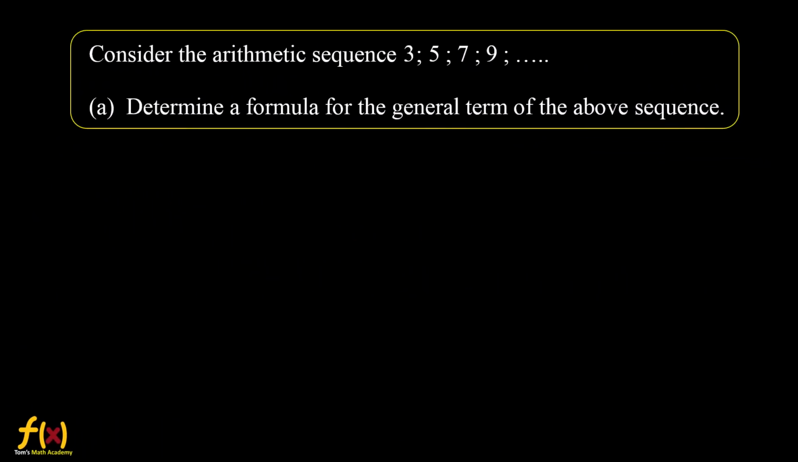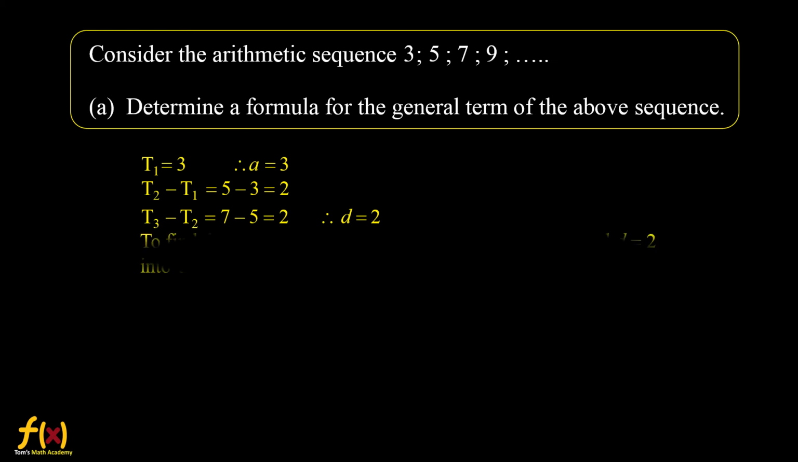Consider the arithmetic sequence 3, 5, 7, 9, etc. Question A. Determine a formula for the general term or the nth term of the above sequence. So we take the first term is 3, that is our a equal to 3. Now we go for the common difference. T2 minus T1. Learn the method. That is 5 minus 3 equal to 2, or T3 minus T2, that is also equal to 2. So the common difference is 2.